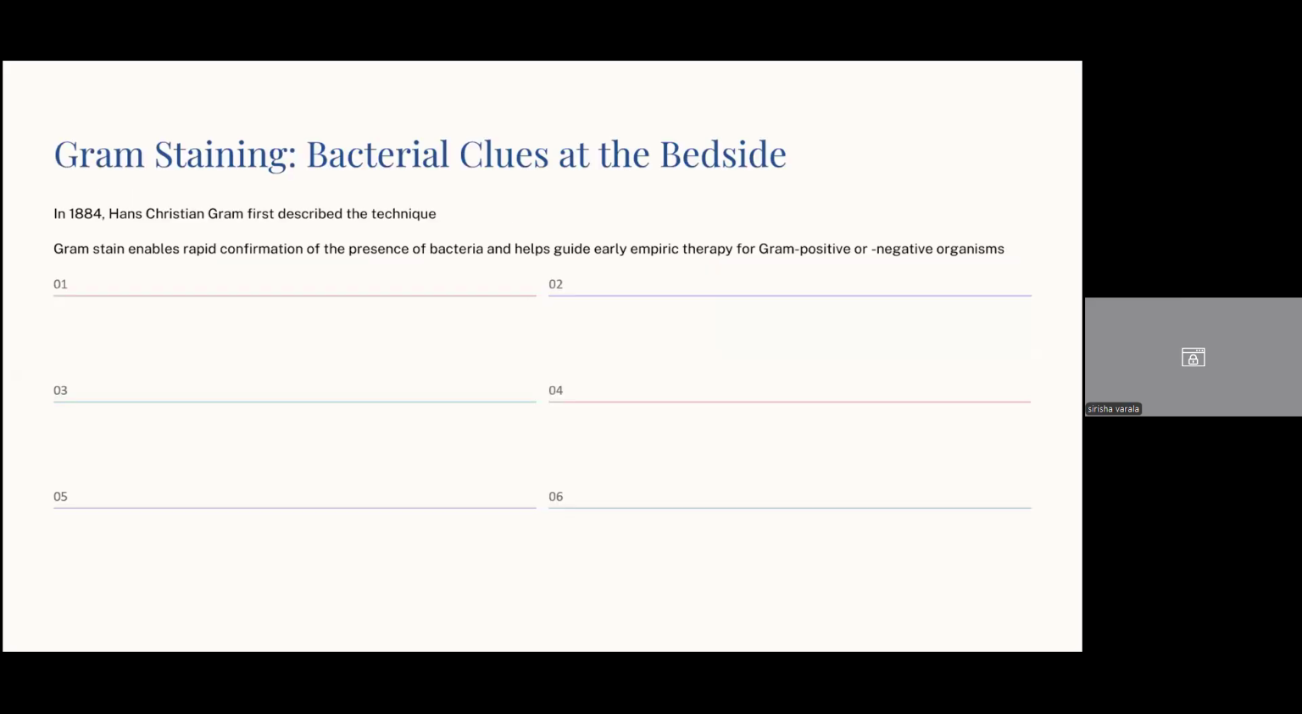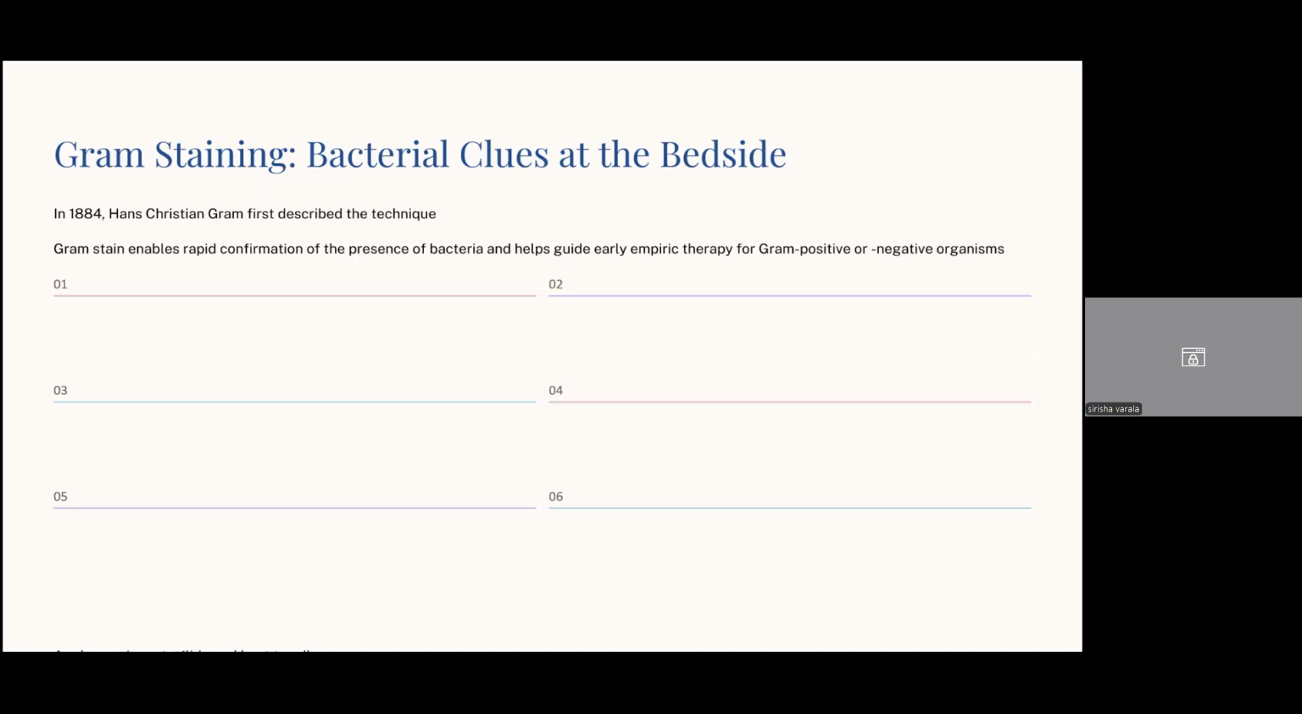So first, let us begin with the basic staining, that is gram staining, which every postgraduate must know. This is aimed at looking at the bacteria. In 1884, it was Hans Christian Gram who first described this technique. It helps in looking at the presence of bacteria and helps in guiding the empiric therapy, whether it is gram positive or gram negative organisms.